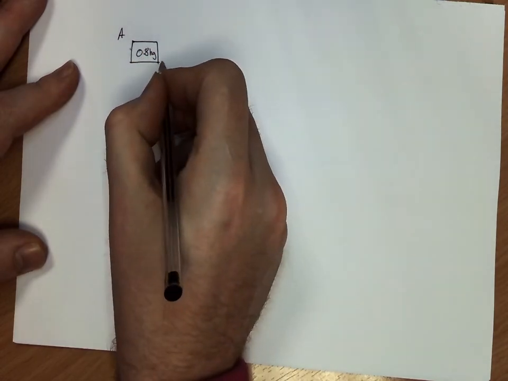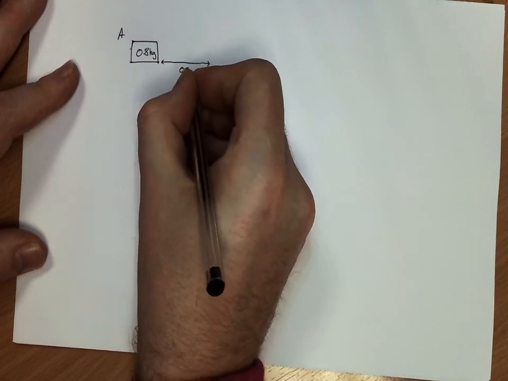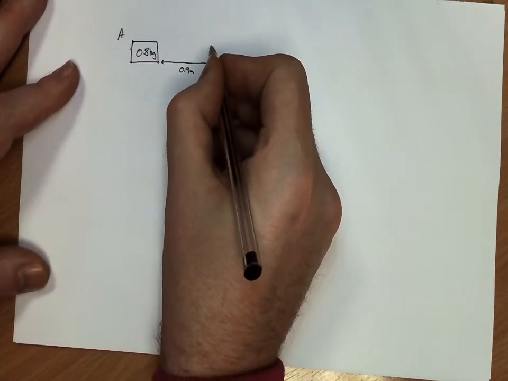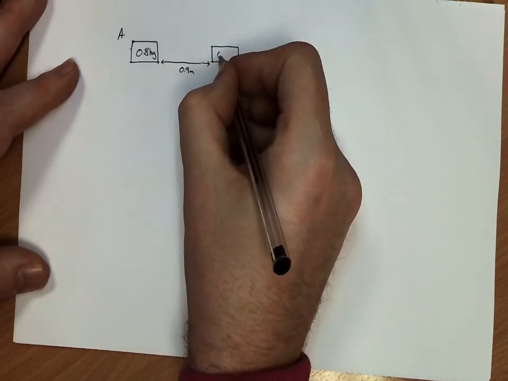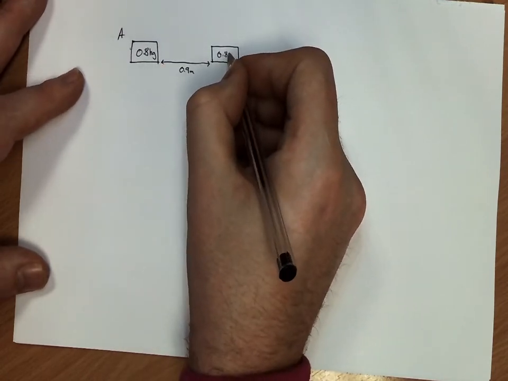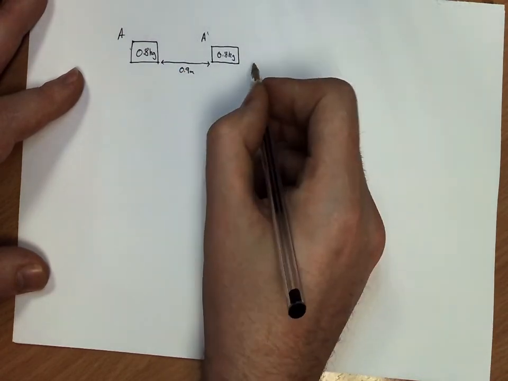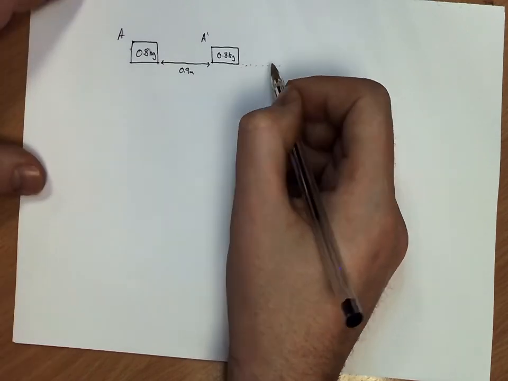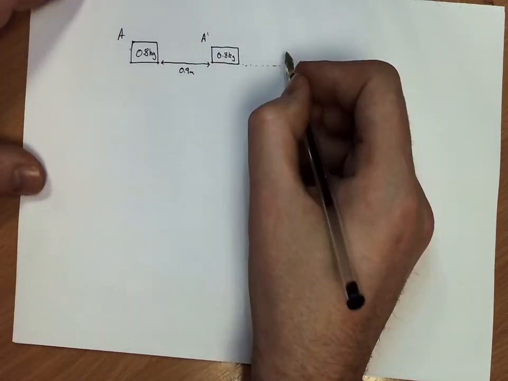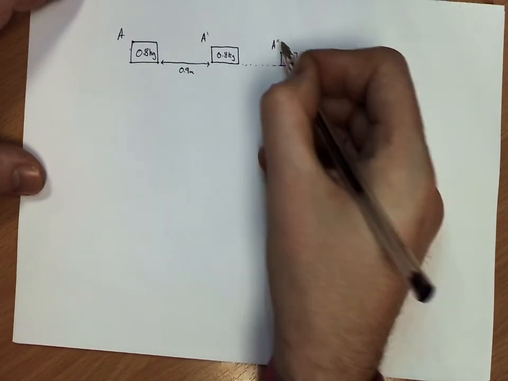Then it moves 0.9 meters, and that movement is caused by the gravitational force acting on B, which disappears once B hits the floor. I'm going to call this position A dash. This will then have some speed, and because of the resistive forces, this will start slowing down, and it will eventually come to rest at what I'm going to call A dash dash.